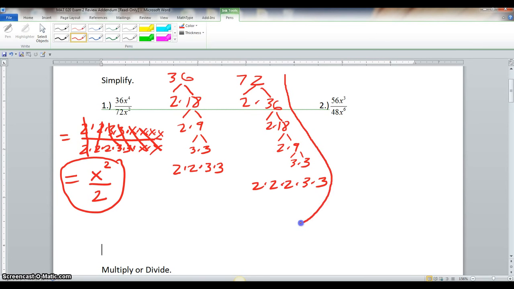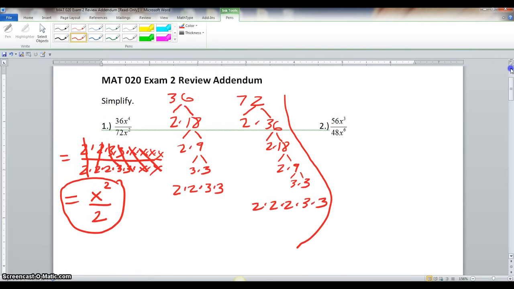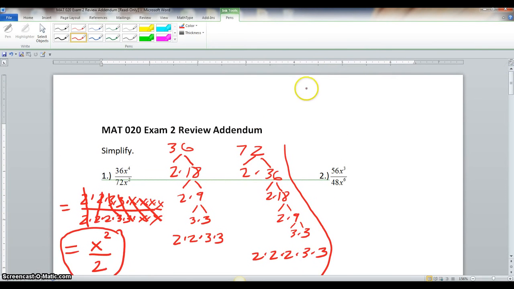Now we go to problem number 2. We have 56x cubed over 48x to the 6th. Now what we need to do is take the prime factorization of 56 and also 48. So I'm going to scroll up here so we could do 56 and 48. 56 breaks down to 2 times 28. 28 breaks down to 2 times 14. And 14 breaks down to 2 times 7. So we will have 3 2's and a 7.